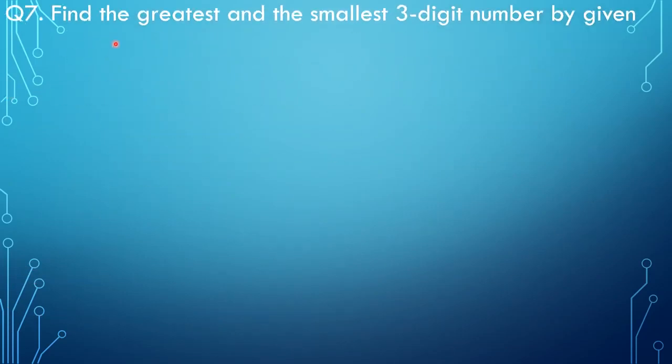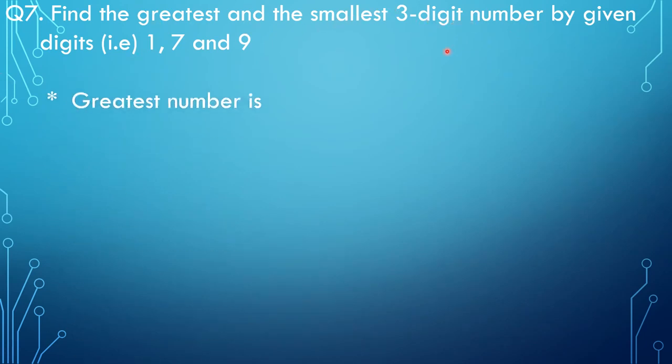Now the next is: find the greatest and the smallest 3-digit number by given digits 1, 7 and 9. So beta, to find out the greatest and the smallest 3-digit number, first of all we will write greatest number and write places 1s, 10s and 100s. So here you can see which one is the greatest number among these, that is 9. So we will keep 9 at 100s place, 7 at 10s place and 1 at 1s place.